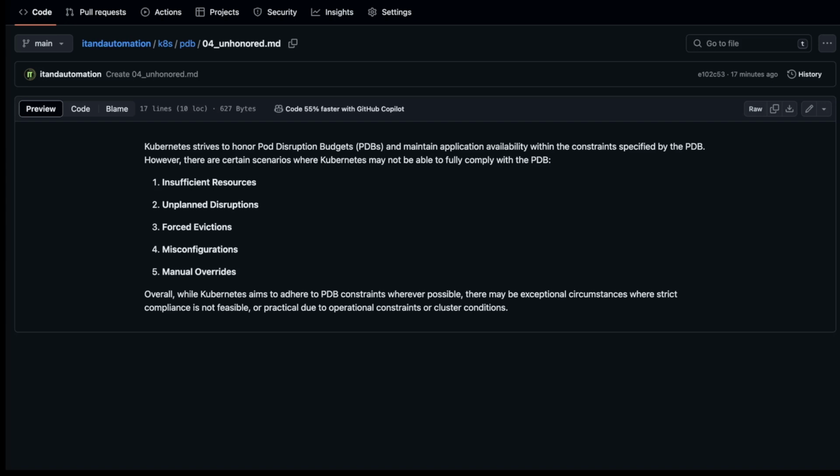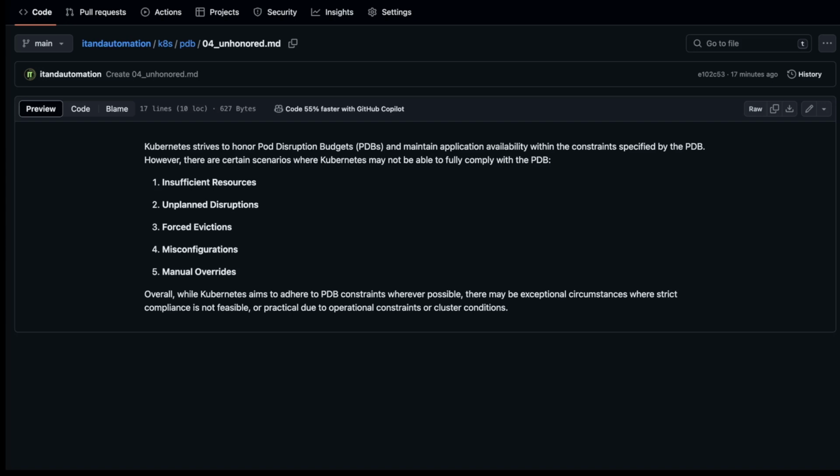If you have insufficient resources, if the cluster lacks sufficient resources to maintain the specified number of available pods; unplanned disruption, an outage at the node level, and if the pods are binned into the same node, there can be trouble. Forced eviction can also cause this in certain scenarios, such as draining a node or maintenance. That could be part of it.